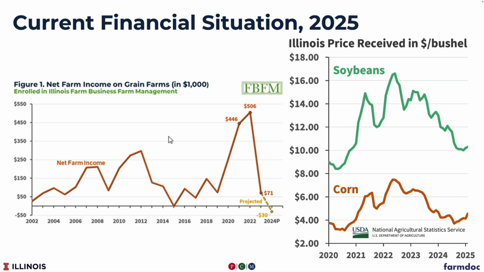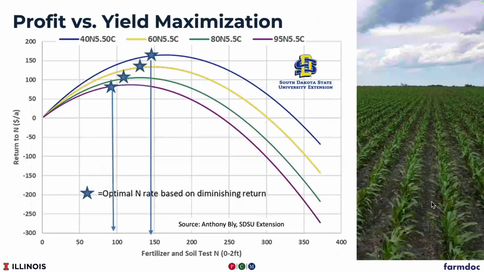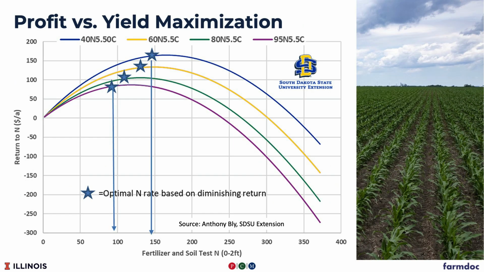What I want to mention is how we think about profitability versus yield maximization. Historically, farmers have been thinking about, okay, how do I maximize my yield? How do I get the highest yields possible? What we want to do is shift that mindset to the idea of the highest returns possible, because we know that higher yields do not always equal higher returns. That's what I'm trying to demonstrate in the picture on the left.